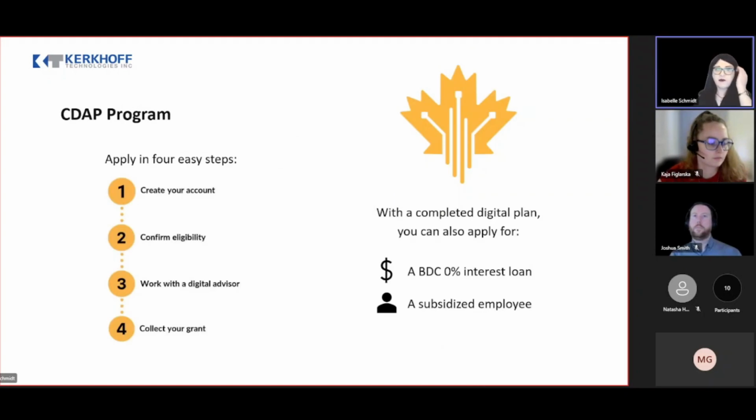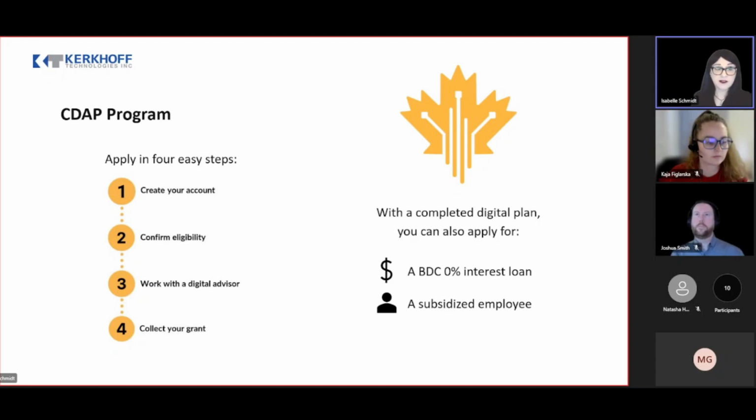It's fairly straightforward to apply for it. You create your account through GC Key. Many of you already will have one if you're a business owner. The program will confirm your eligibility. You then choose a digital advisor to work with.